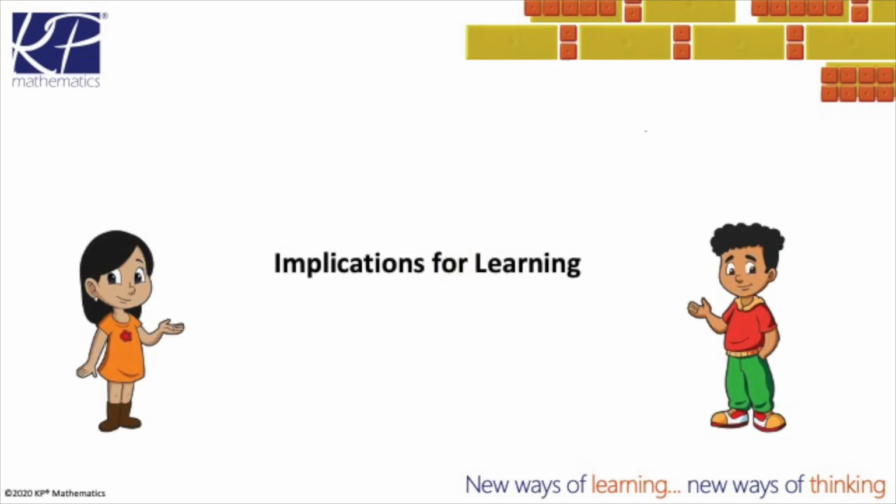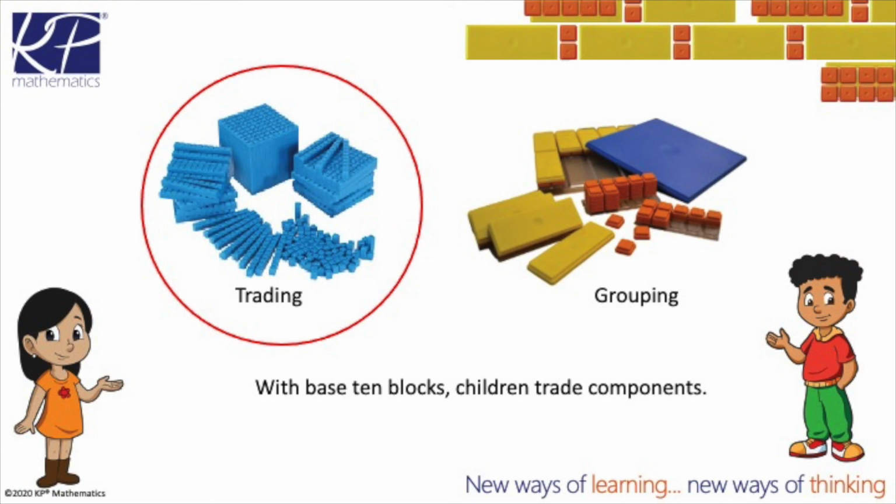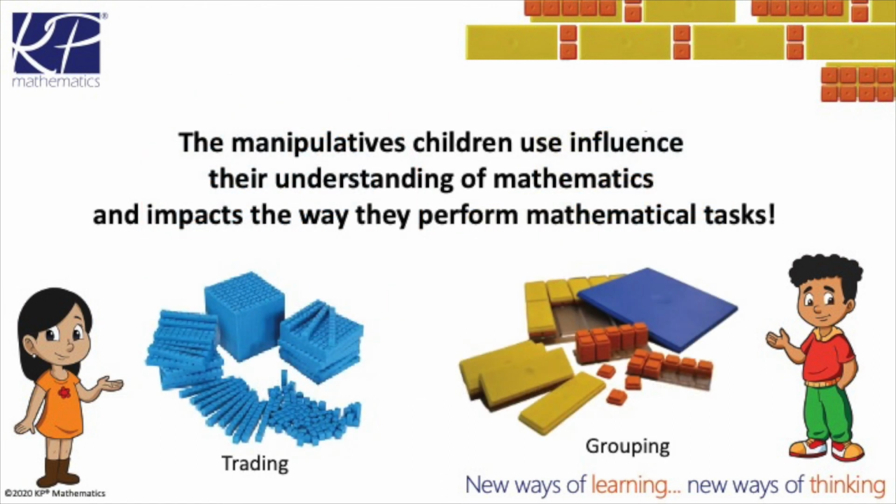The manipulative that children use makes a difference in what and how they learn. 10 frame tiles allow children to replicate base 10's grouping action. With base 10 blocks, however, children must trade components, an action that falsifies the grouping action. The manipulative children use influences their understanding of mathematics and impacts the way they perform mathematical tasks now and in the future.